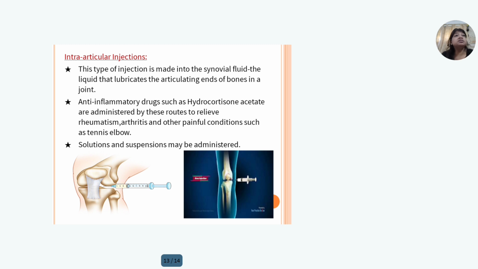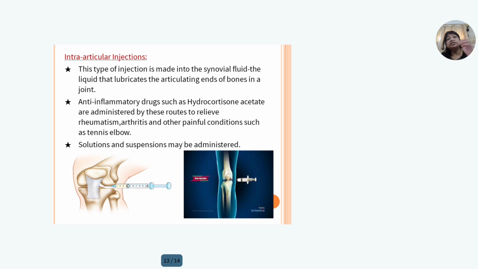Because in rheumatism or arthritis, the patients suffer from pain. At the same time, inflammation also takes place. So for this reason, to get relief from this pain and inflammation, steroidal anti-inflammatory drugs are given, like hydrocortisone. They can be given either in the solution form or in the suspension form. So mind it, whenever we are giving the parenteral preparation into the knee joints, we call it intra-articular, and whenever we are giving it in the spinal cord, we call it intrathecal.